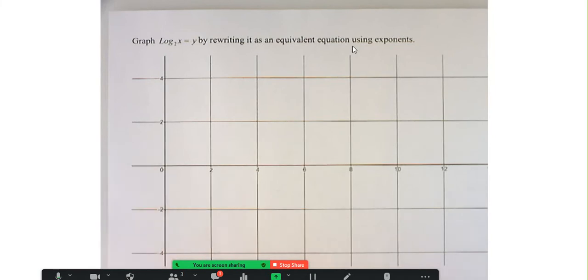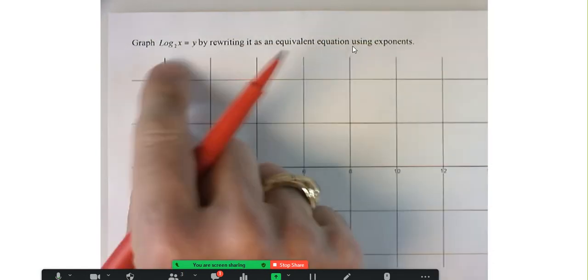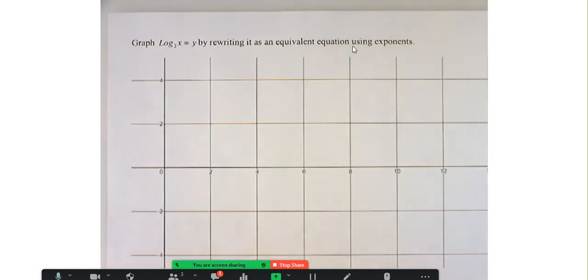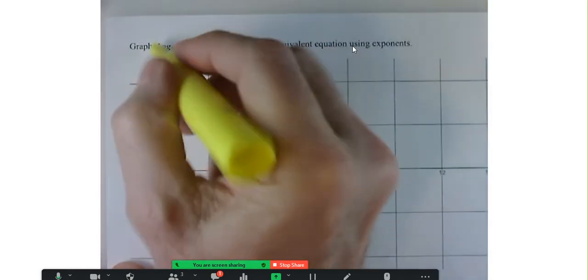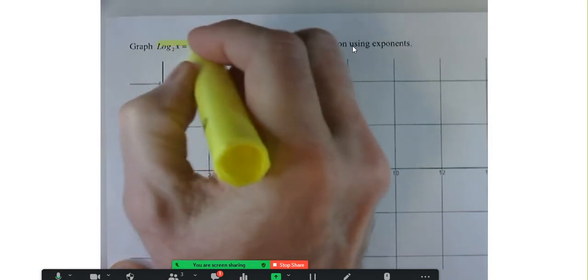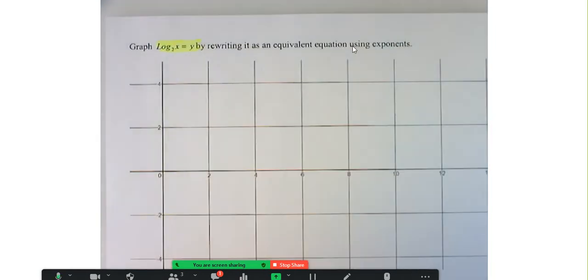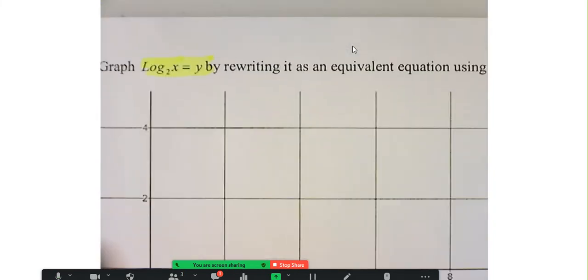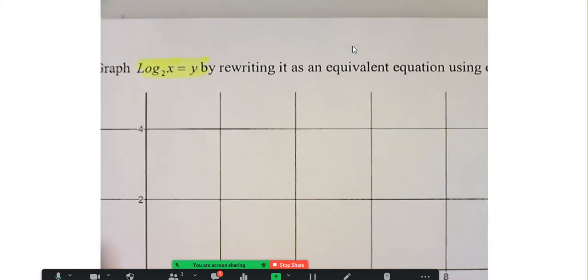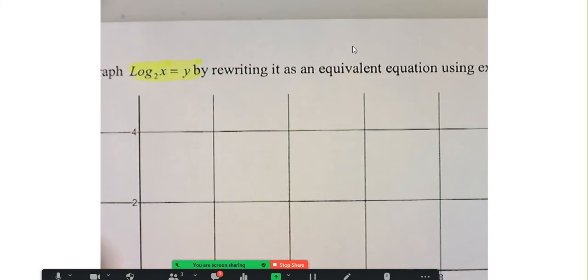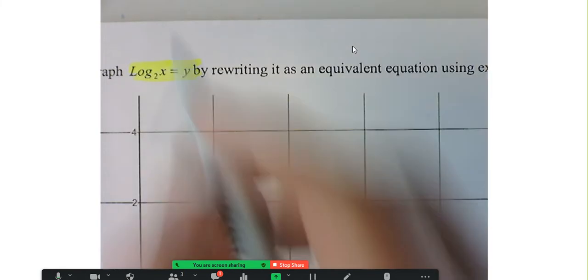I'm going to start by looking at the graph of log base 2 of x equals y. Except, boy, graphing this as it stands is kind of difficult, because either you're going to have to do some calculations that'll make you uncomfortable, or you have to be extremely clever choosing points. And rather than being extremely clever, I'm going to be clever in a different way.